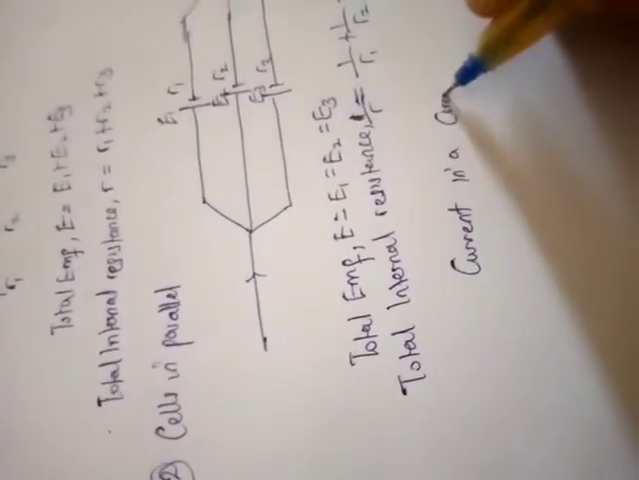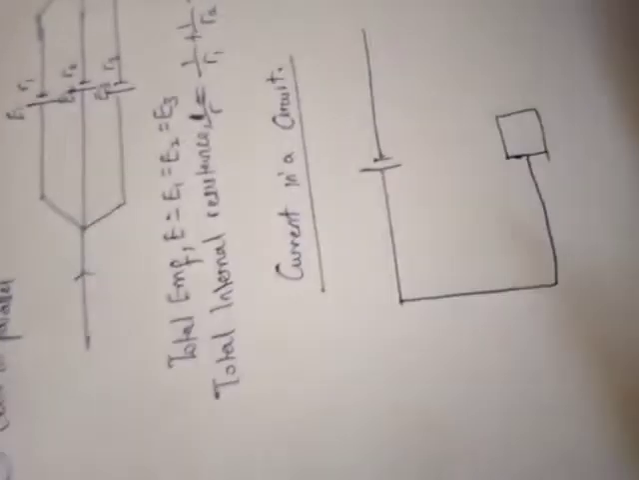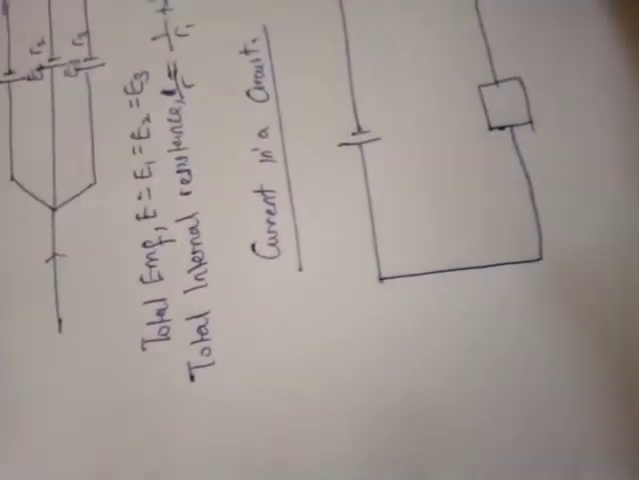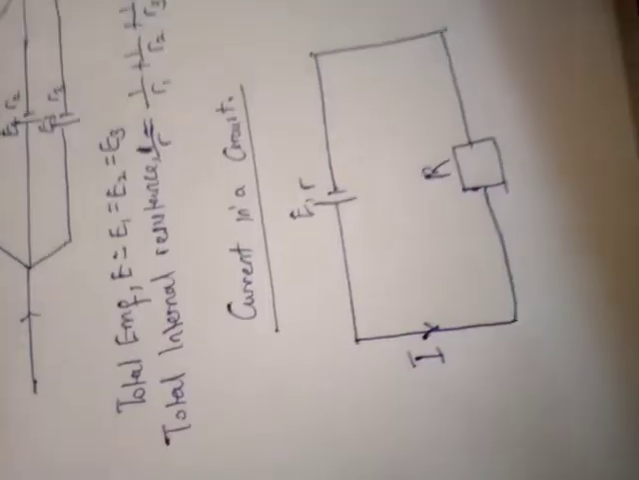Now we can move to current in a circuit. Current in a circuit is when we have a cell or more than one cell with a resistor or more than one resistor. As you can see now, here we have a cell, and here we have a resistor. Here we have the current I. Here we have the EMF and the internal resistance. Here we have the external resistance.